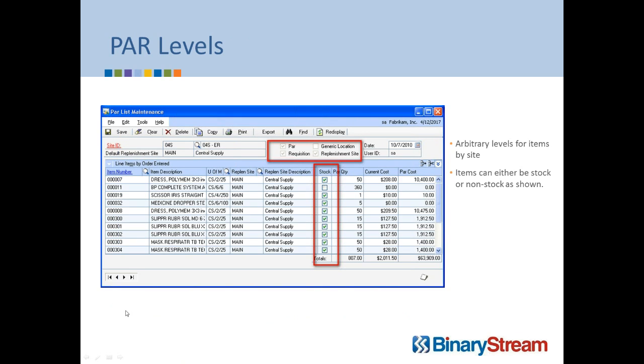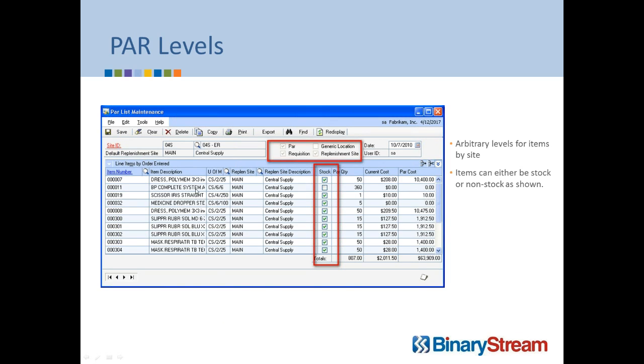So we talk about the idea of par level. Now, par level does not exist in standard Great Plains. Binary Stream had to add this. So again, it's the idea that a separate item has an arbitrary level. Nothing to do with maximums, nothing to do with minimums. It has an arbitrary level. Well, why does it have an arbitrary level? Well, it's because regardless of supply and demand, hospitals want to keep a certain level there because patient care isn't something where, as in the distribution world, you can be out of stock for a while. If someone needs something and it's a life and death situation, those goods have to be available for use.